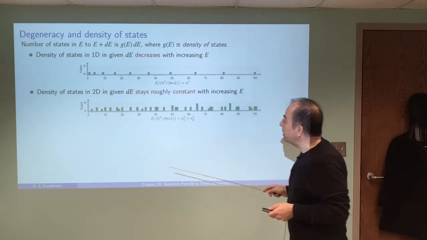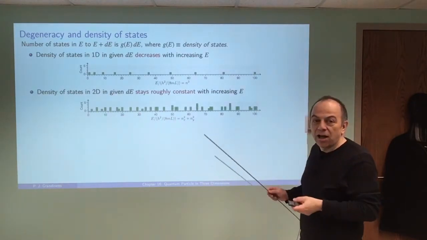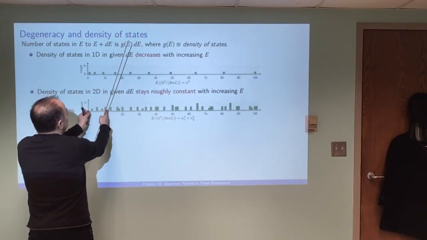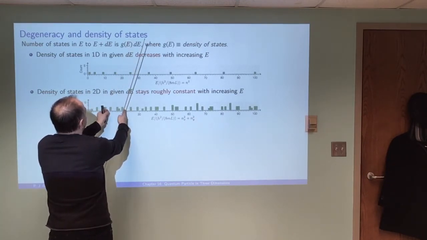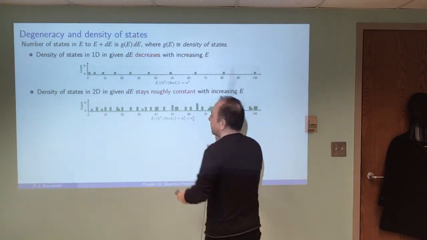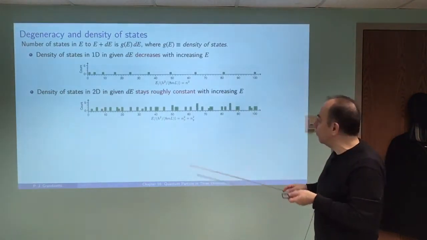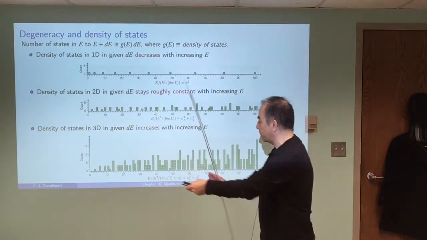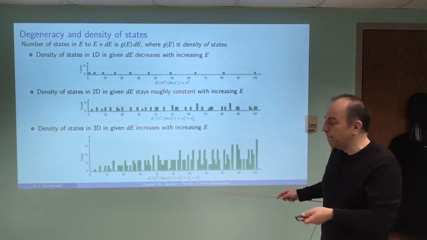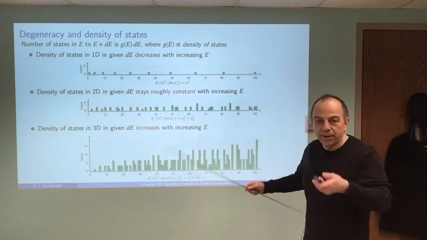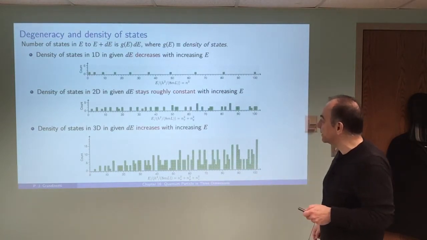In the case of 2D, the density of states remains roughly constant with increasing energy. If I look at a given window here, there's a certain number of states: about 1, 2, 3, 4, 5, 6. I move over: 1, 2, 3, 4, 5, 6, 7. It varies a little bit, but it's about the same as I move back and forth. But in the 3D case, as I go across with the same window, obviously the number of states in this fixed window is getting bigger and bigger as I move to the right. So what we say is the density of states is increasing.